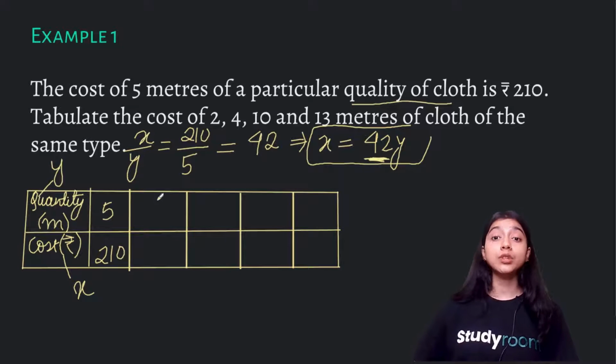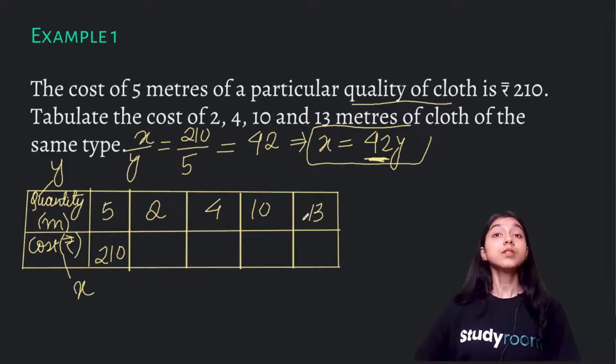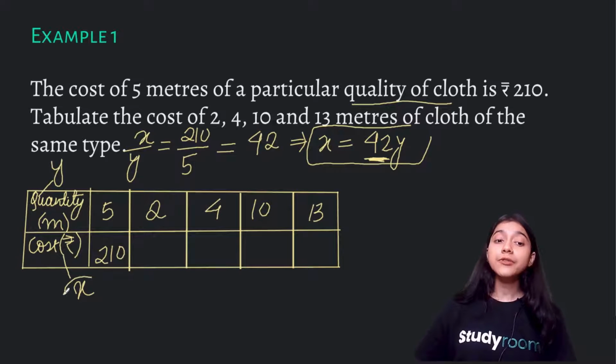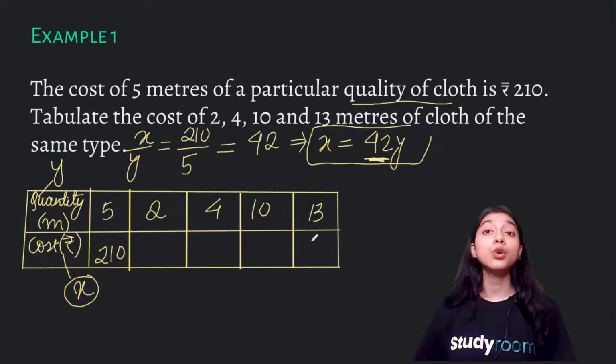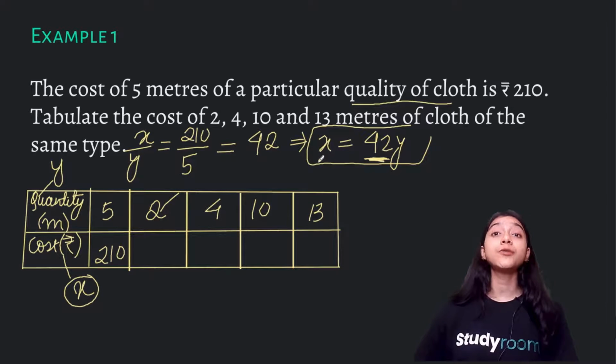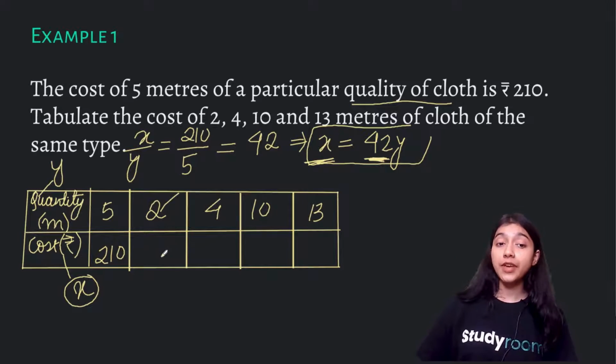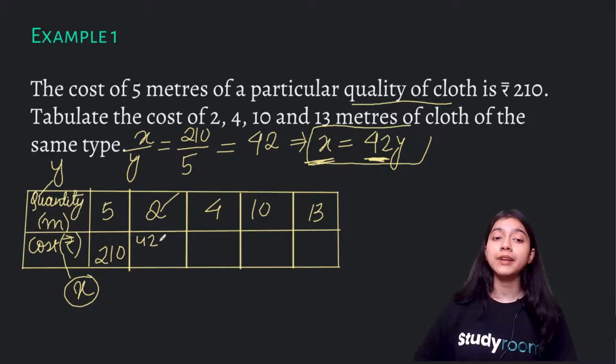Now we have to find out the cost when the quantity of cloth is 2 meters, 4 meter, 10 meter and 13 meter. So basically what we have to do is calculate the value of x for each of these corresponding values of y. And for doing so, we have to simply multiply each value by 42, because the value of x is 42 multiplied by the corresponding value of y. So we have to find the value of x over here. So it will be 42 multiplied with the corresponding value of y, that is 2, which is equal to 84.